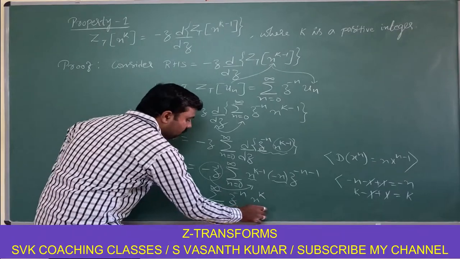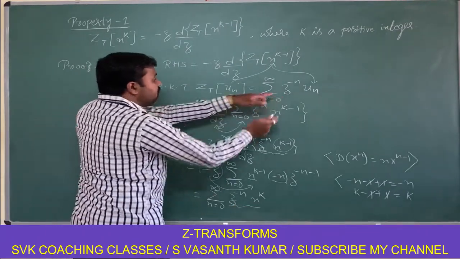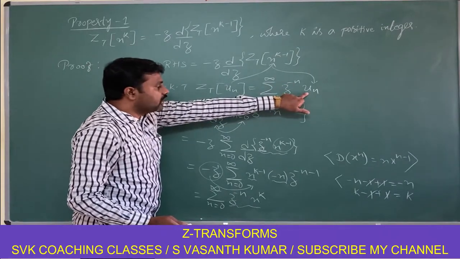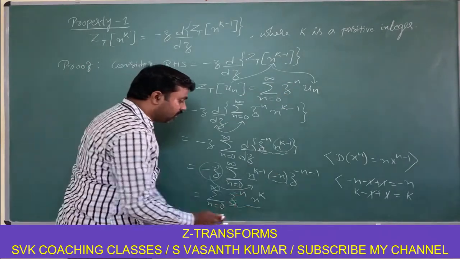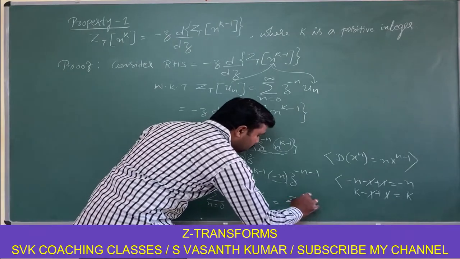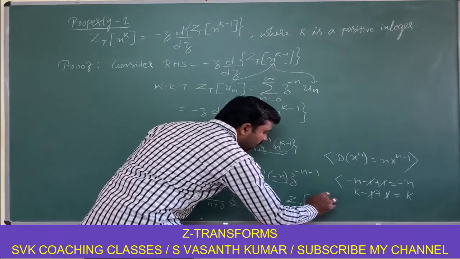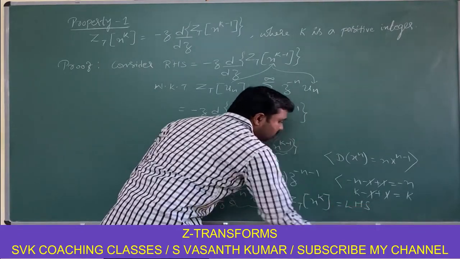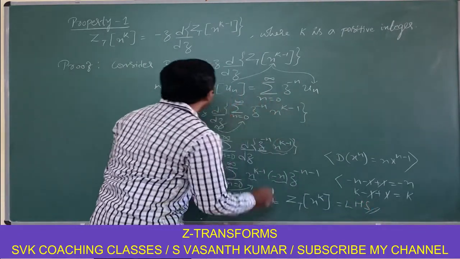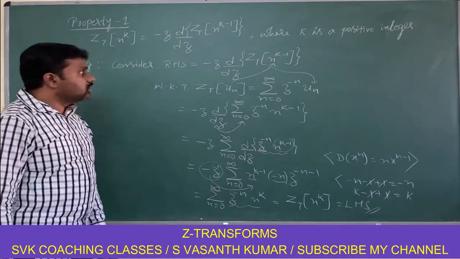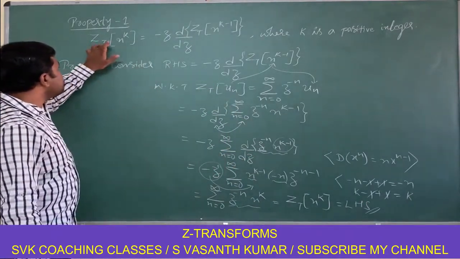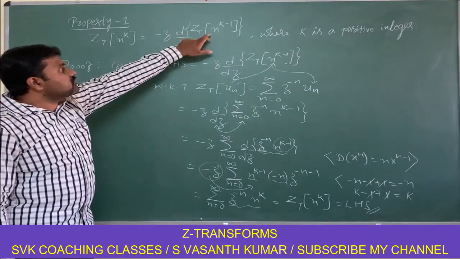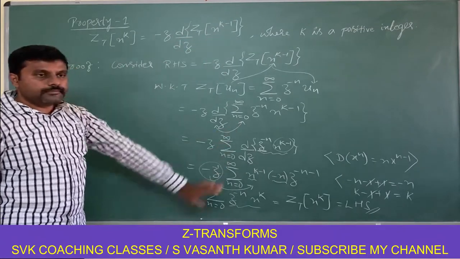The problem is of the form now. It is summation n equal to 0 to infinity z power minus n un. In place of un what we have? n power k, which is nothing but what? Z transform of n power k by the definition of Z transform. So which is nothing but what? LHS. So hence it is proved, RHS is equal to LHS. So this is the property called Z transform of n power k can be written as minus z into d by dz of Z transform of n power k minus 1.